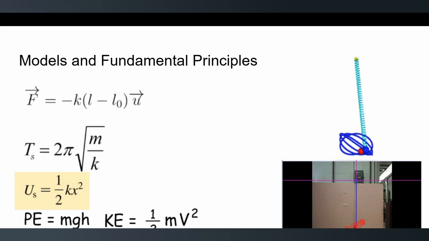On the right, we're going to see the top image of the model that we used, and the bottom is the tracker data in the video that we used of the spring and mass. On the left, there's the force equation for the springs. There's the equation for the time period of one spring in harmonic motion, and then there's the energy: the potential energy of a spring, potential energy of gravity, and the kinetic energy of a mass.